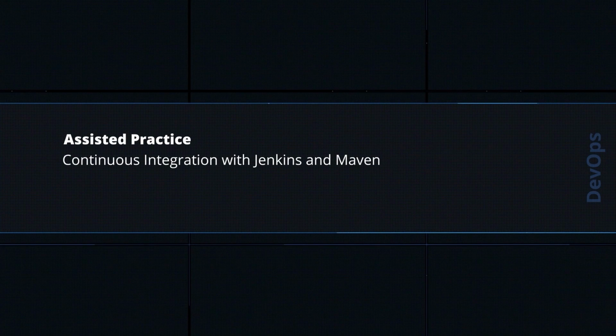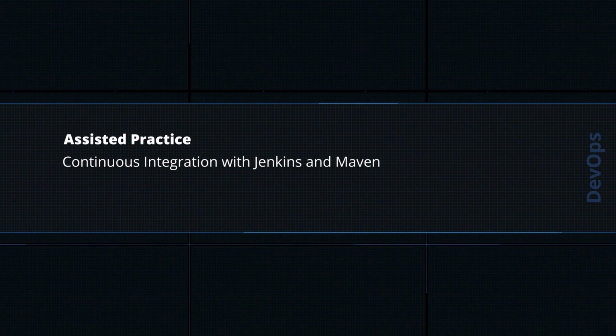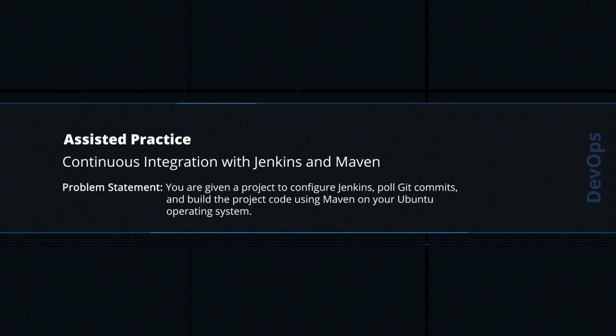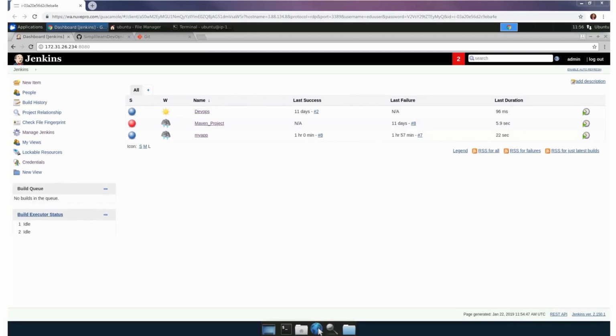Assisted practice, continuous integration with Jenkins and Maven. You are given a project to configure in Jenkins. You need to make Jenkins poll Git commits and build the project code using Maven on the Ubuntu operating system on your practice lab VM. Okay, so let's get started with Lab 3.3, continuous integration with Jenkins, Git, and Maven.